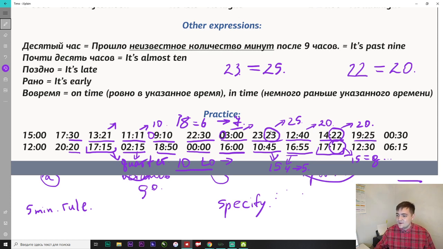Next, 19:25. It's okay, the 5-minute rule is okay here. So we say it's 25 past 7. This time, 12:30, it's half past midday. Very important. It's half past midday. Next one, our interesting time, 00:30. We say it's half past midnight. Okay, it's half past midnight.